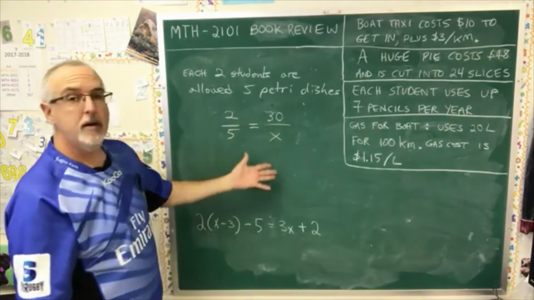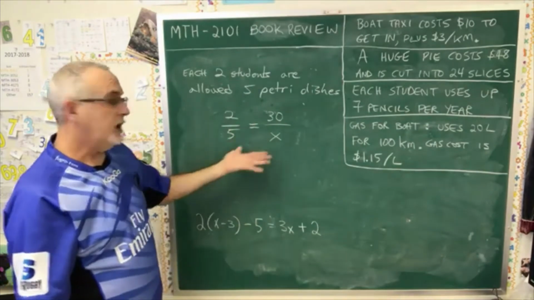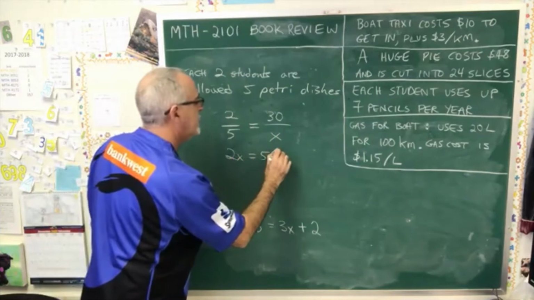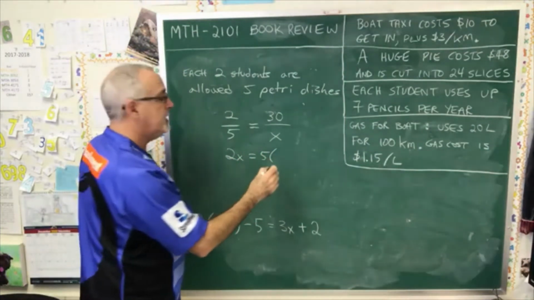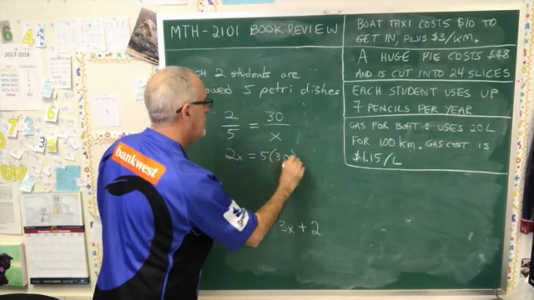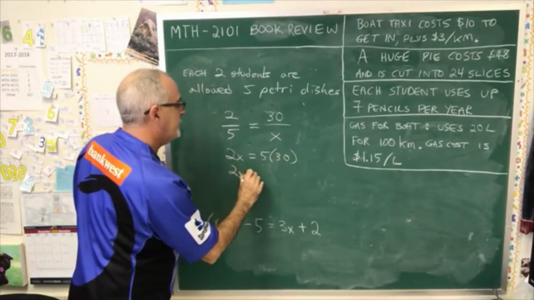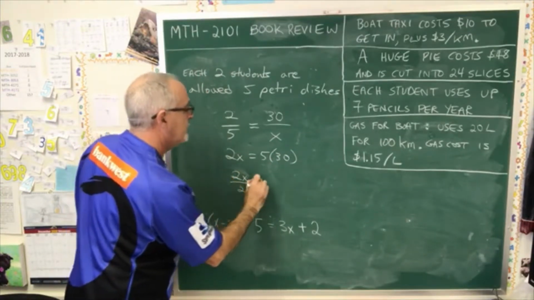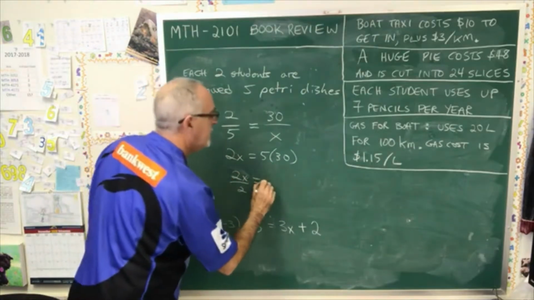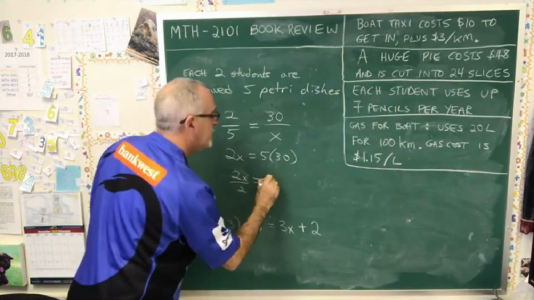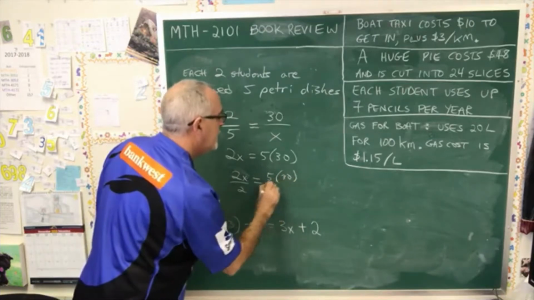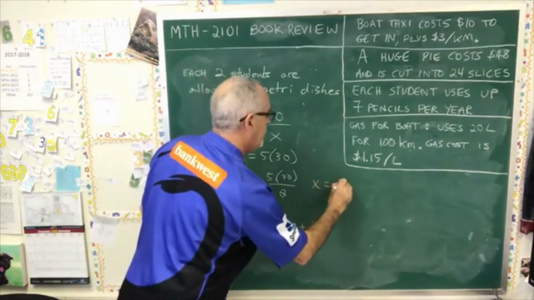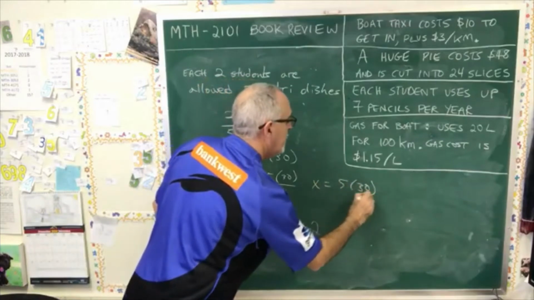Okay, we have a proportion. We solve this with cross multiplication. Top times bottom equals bottom times top. Extremes, product of extremes equals product of means. We have 2x equals 5 times 30, but then what I'll do is I'll divide both sides by 2 before I simplify 5 times 30. So I still show 5 times 30 divided by 2. These cancel. I have x equals 5 times 30 divided by 2.